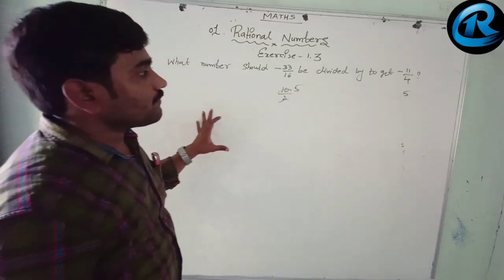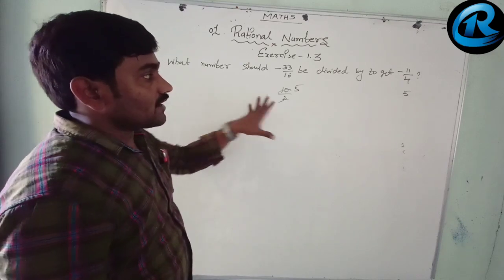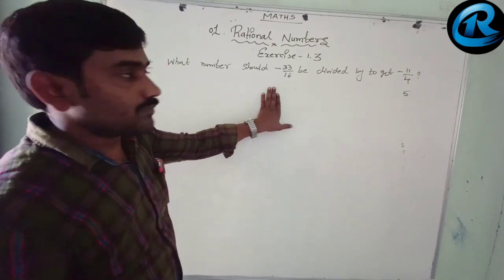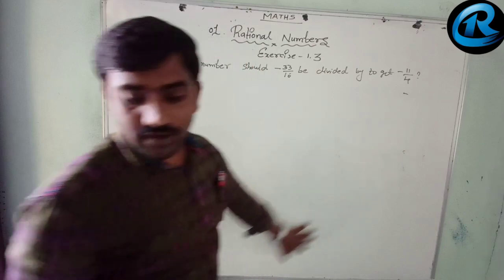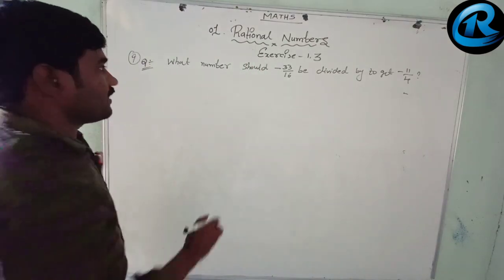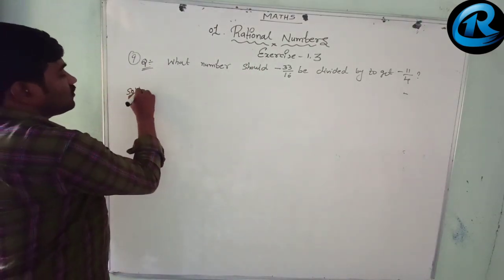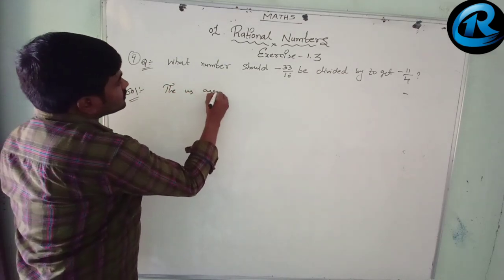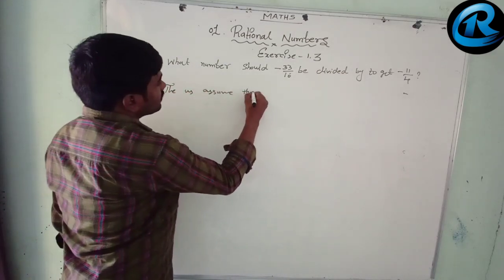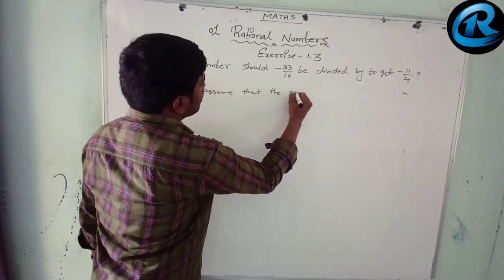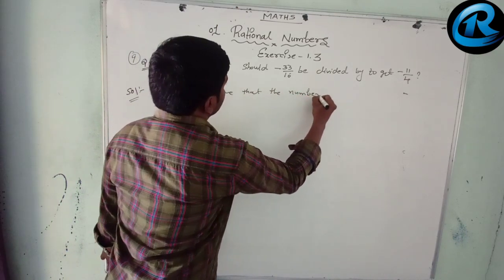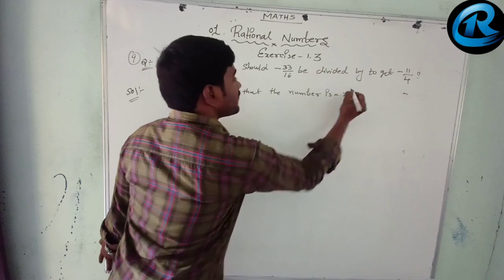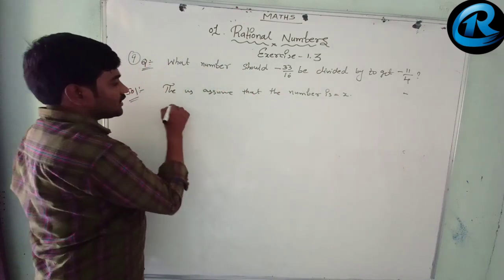So what have we done? Here, what number we have to divide by, we don't know. Let us assume that number first. Let us assume that the number is x. Let us divide this according to the problem now.